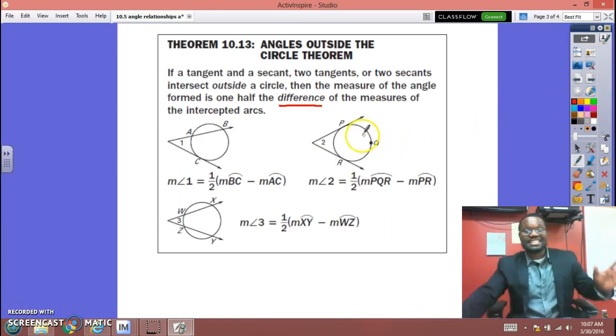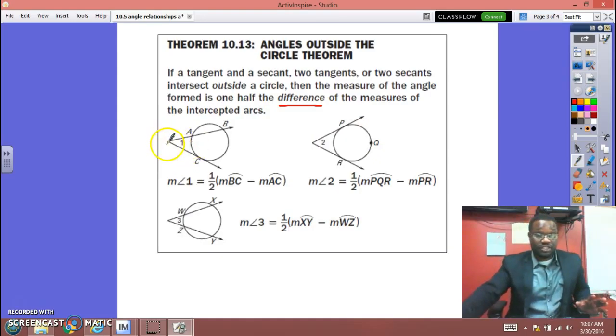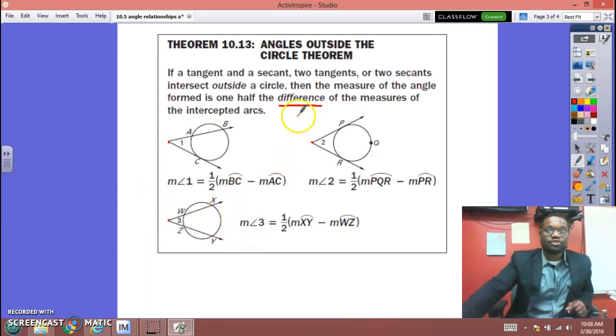Now, if the intersection is outside the circle, notice that the vertex is outside the circle here. Then what you're going to do is take the difference of the furthermost first arc and then the second arc. So this one says BC minus AC. So this bigger arc minus the smaller arc, and then you divide it by 2. That's what this one's saying. So this is two tangents. This is a secant and a tangent, and this is two secants.